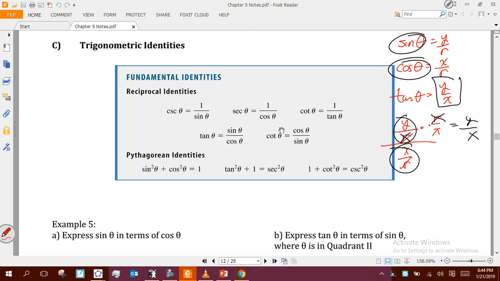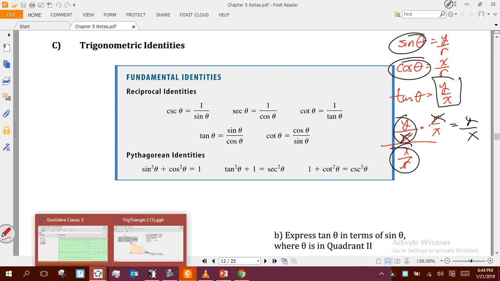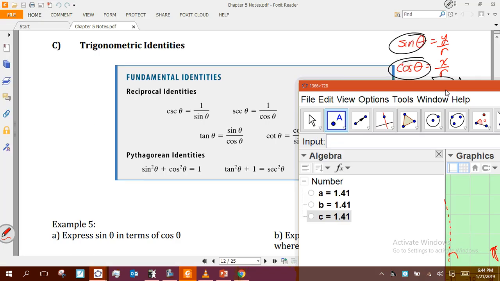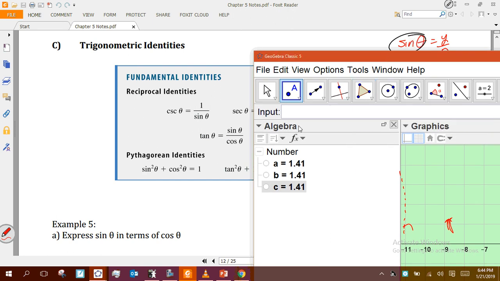What is an identity? An identity is an equation that is always true, 100% of the time, always true. So no matter what my input is, if I were to take tangent of, let's say any number, I'm going to let it be A. And we'll create a slider here for what A is. And this here is the tangent.